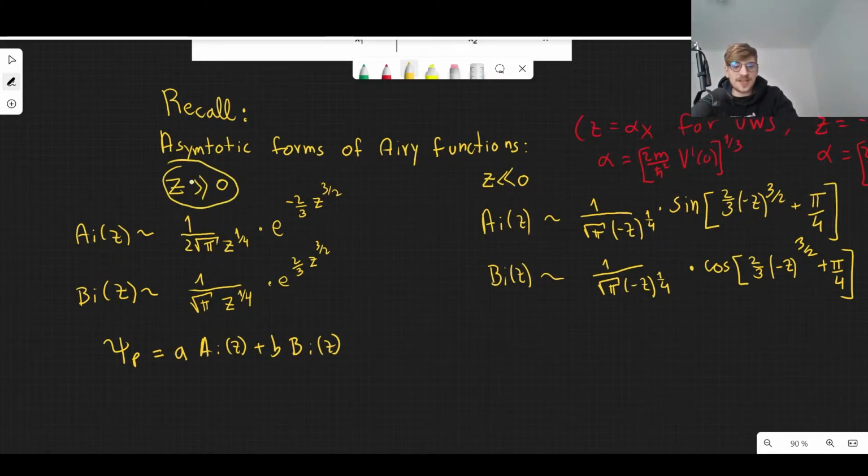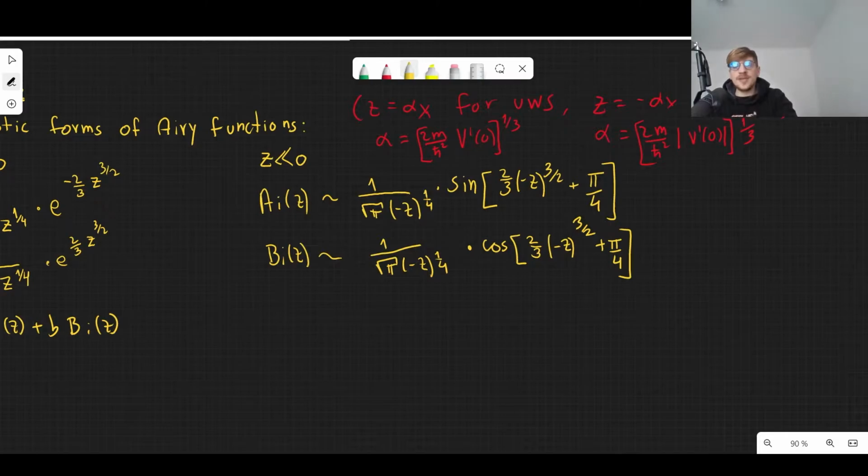Now, when z is much greater than 0, it has this form, and when it is much smaller than 0, we have this other form, which we'll use in a moment when we want to compare the patching wave function to the WKB functions that we get. Notice that z is alpha x in the case of an upward sloping potential and minus alpha x for the downward sloping potential. And alpha is 2m over h bar squared times the derivative of the potential evaluated at 0, to the 1/3 power. What I just said was for the upward sloping potential. For the downward sloping potential, it is the same thing, but the derivative of the potential is in absolute value. So that is something we have to consider.